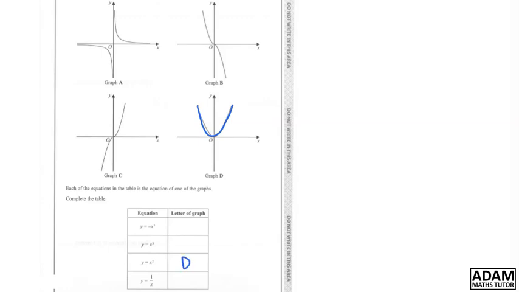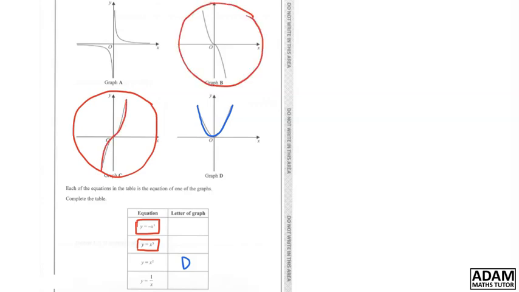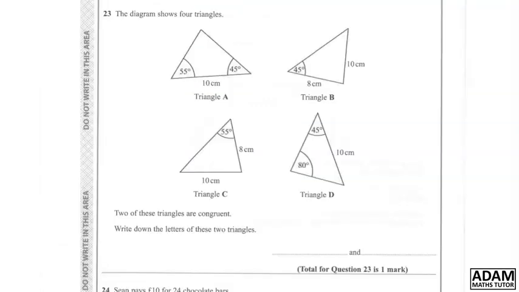Now there's two of these equations which look really similar. You'll see we've got y equals x cubed and we've got y equals negative x cubed. And there's two of these graphs which look very similar. It's this one here and this one here. So this would be the x cubed one, which is C, and the negative one would just flip round the other way. So that one here would be B, which means the last one is the tricky one, 1 over x, which is A. Question 23.